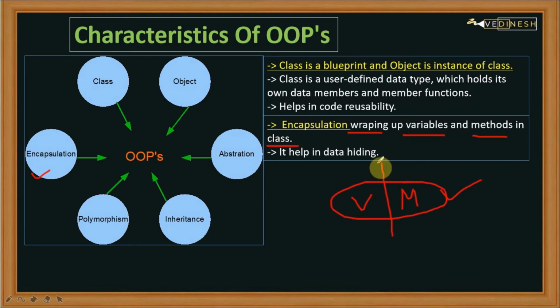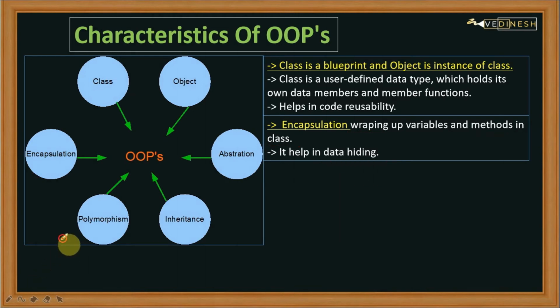Moreover, data hiding is also possible with the help of encapsulation, as we have seen in the previous lecture, that is the access specifier. With access specifiers, we can access the public methods, and those public methods can access the private member variables. So in this way, data hiding is also possible with the help of encapsulation, right?